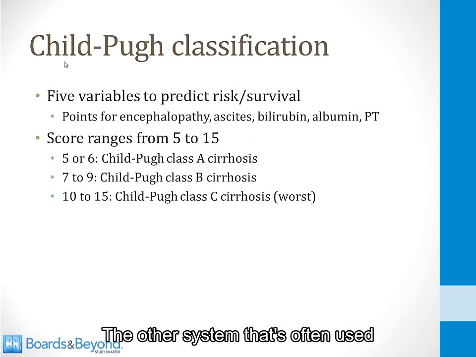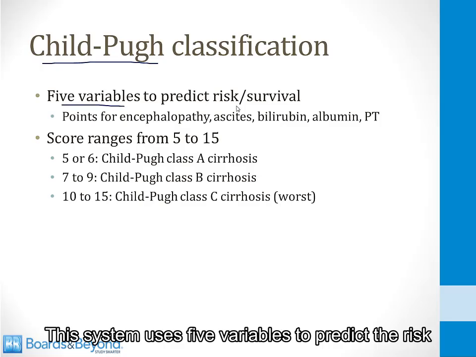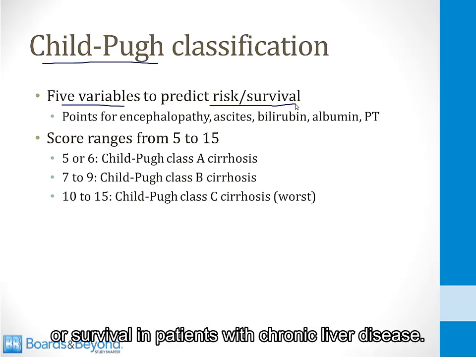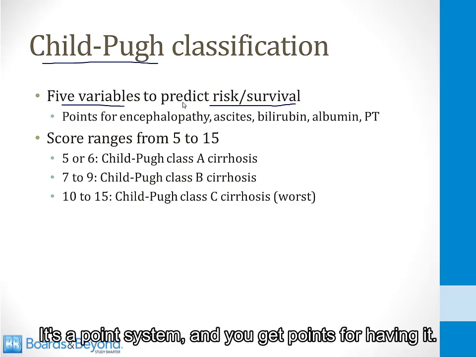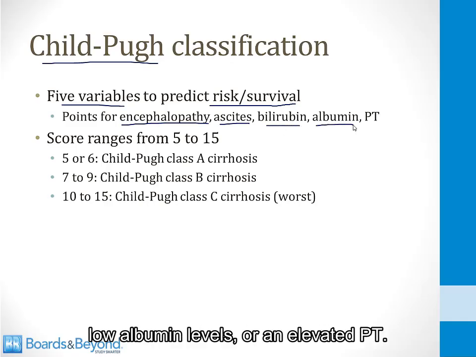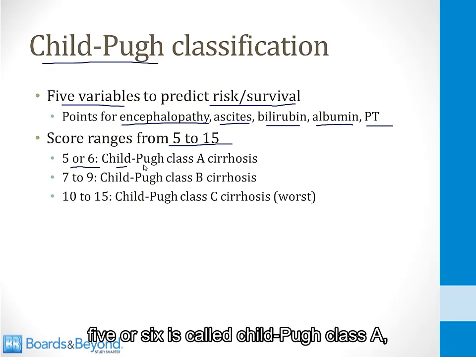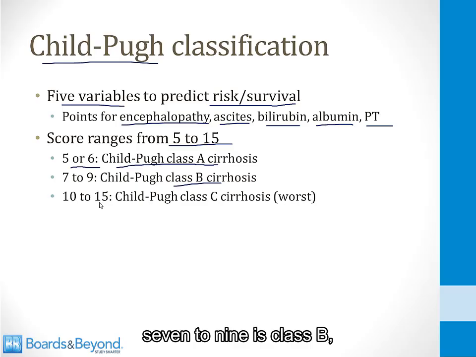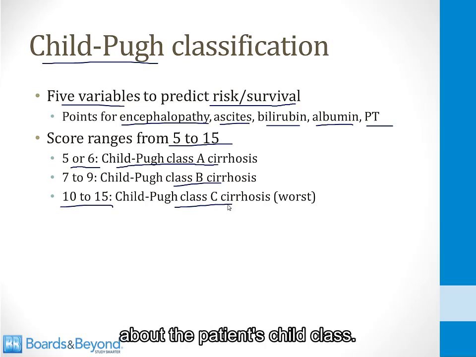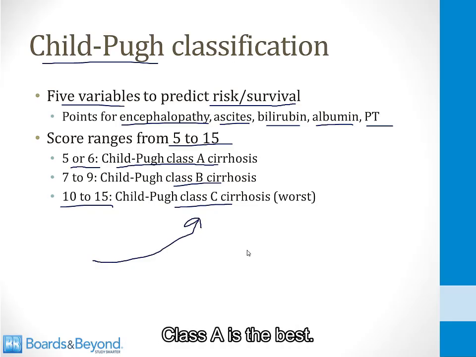The other system that's often used is called the Child-Pugh classification system. This system uses 5 variables to predict the risk or survival in patients with chronic liver disease. It's a point system, and you get points for having encephalopathy, ascites, elevated bilirubin levels, low albumin levels, or an elevated PT. The score you calculate ranges from 5 to 15. 5 or 6 is called Child-Pugh Class A, 7 to 9 is Class B, and 10 to 15 is Class C, which is the worst. And you'll often hear clinicians talking about the patient's child class, and this is what they're talking about. Class C is the worst, Class A is the best.